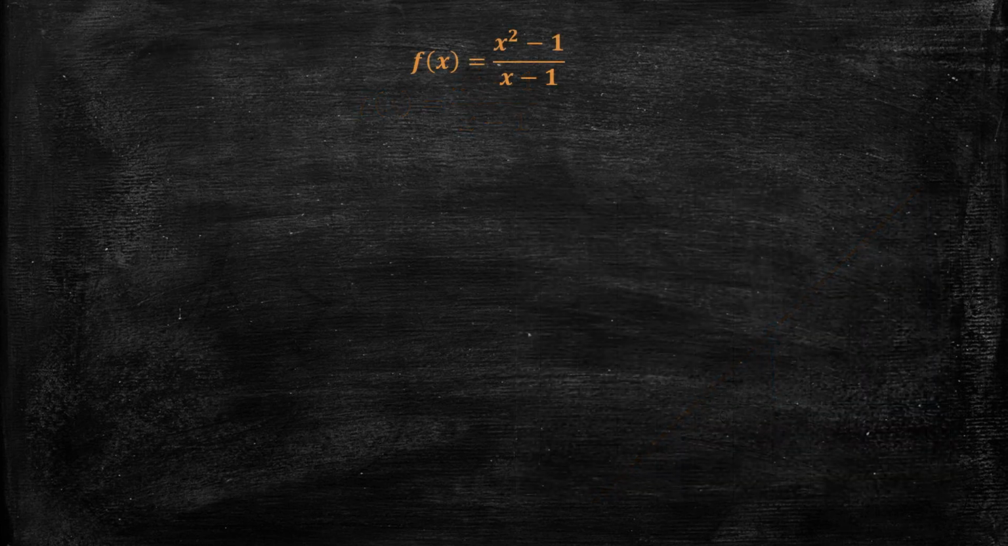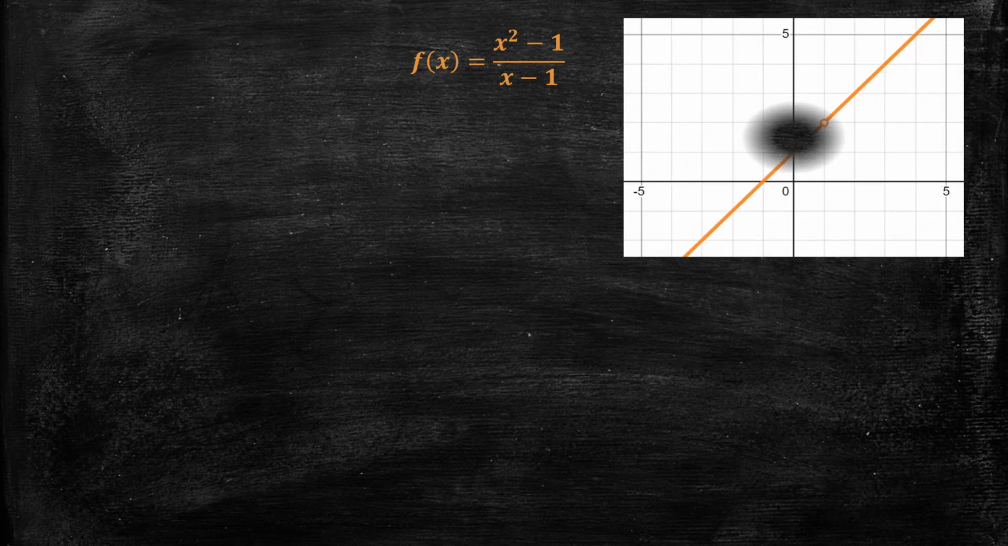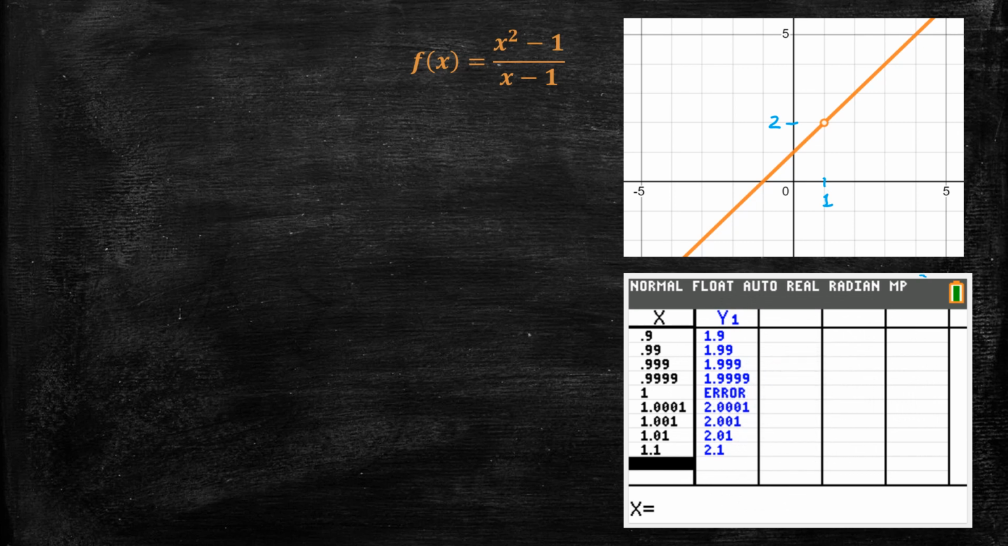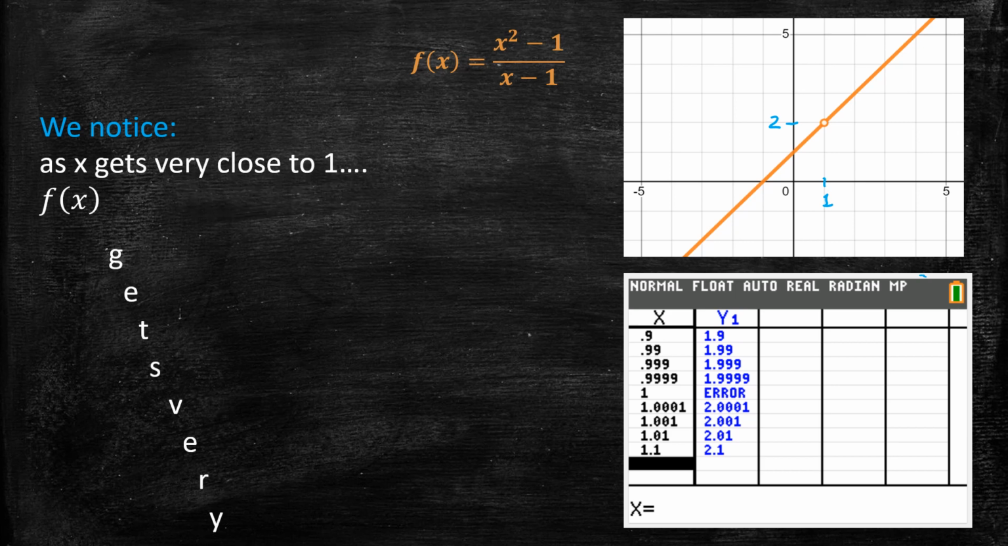So I'm taking the same function and I went back into Desmos and put the hole in where we know it should be at 1, 2. And I'm also going to incorporate a table of values so that we can understand the behavior of this function as x approaches 1. So what do we notice? As x gets very close to 1, f of x, aka y, gets very close to the value 2.